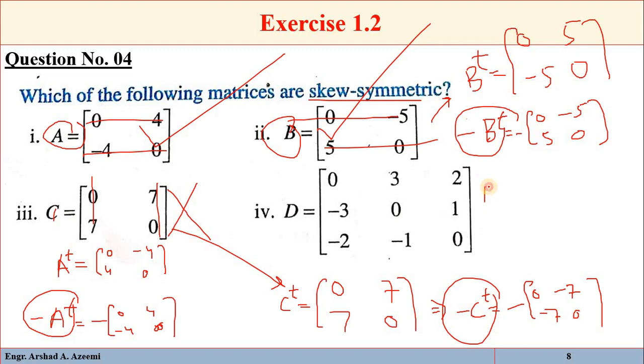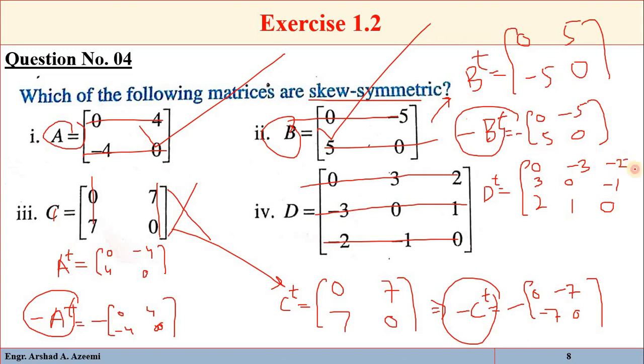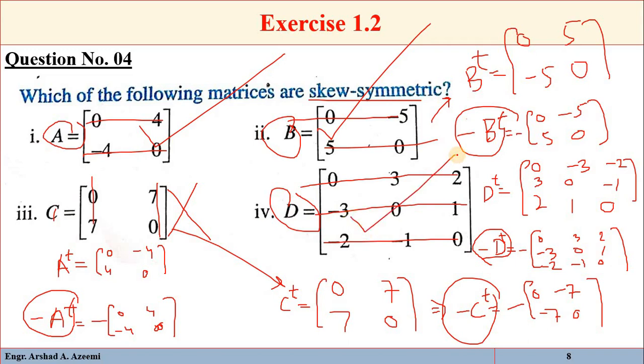Similarly, take the transpose of this D matrix. Its transpose will be, convert this row into column, 0, 3, 2, convert this row into column, that will be minus 3, 0, 1, convert this row into column, that will be minus 2, minus 1 and 0. Now take the negative of this transposed matrix, so that will be 0, 3, 2, minus 3, 0, 1, minus 2, minus 1, 0. Now you can see that the D matrix is equal to the negative of its transpose, so this is also a skew-symmetric matrix. So A, B and D are skew-symmetric, and C is not a skew-symmetric matrix.